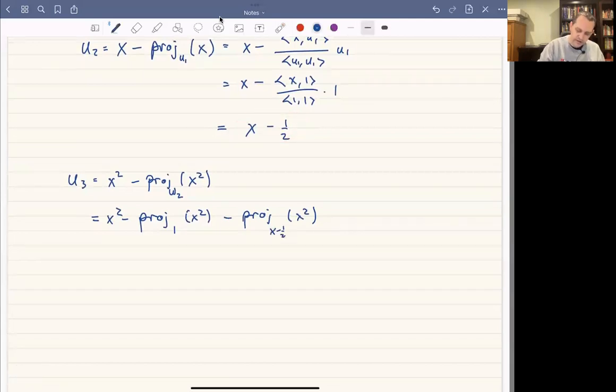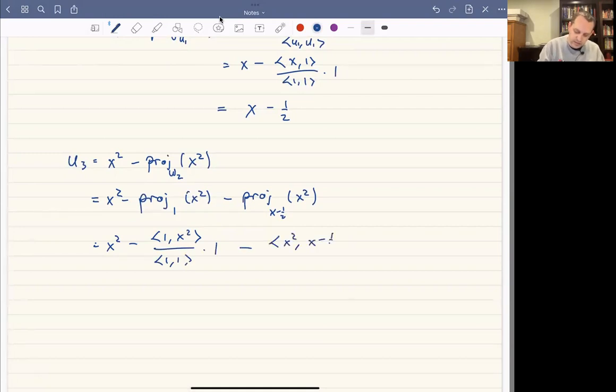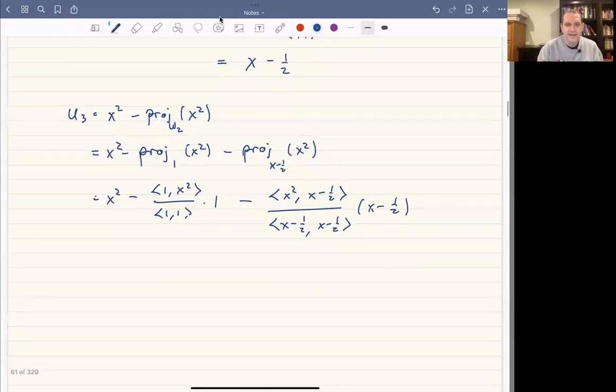Okay, so I have a little bit of calculating to do here. This is going to be X squared minus the inner product of 1 with X squared divided by the inner product of 1 with itself times 1, minus the inner product of X squared with X minus 1/2 divided by the inner product of X minus 1/2 with X minus 1/2, times X minus 1/2. Okay, and so that's the idea here.